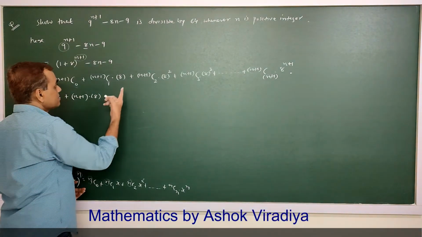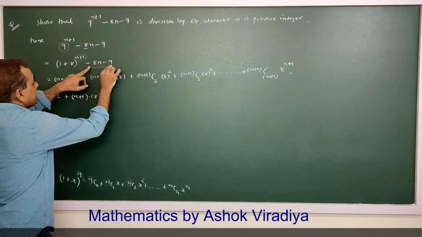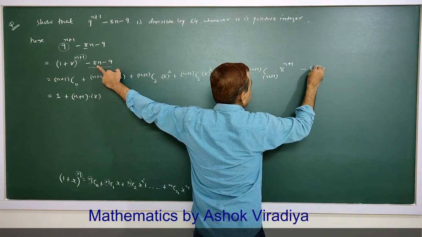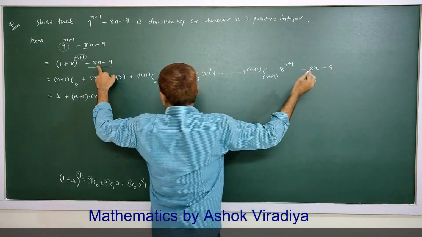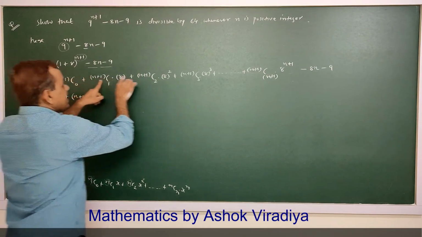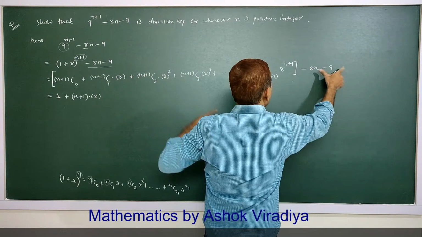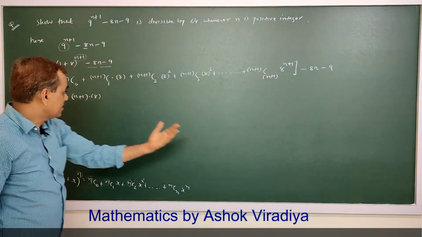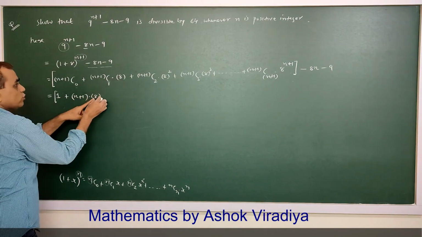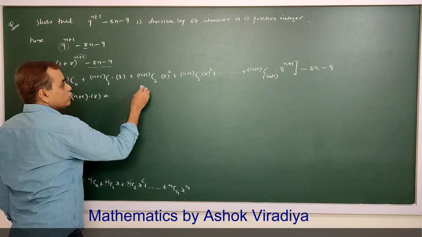Then say here we missed these two numbers, minus 8n minus 9. So this was the expansion of (1 plus 8) raised to n plus 1, and at last there are these two numbers, we forward as it is. So 1 plus (n plus 1) into 8 plus (n plus 1)C2 into 8 square.